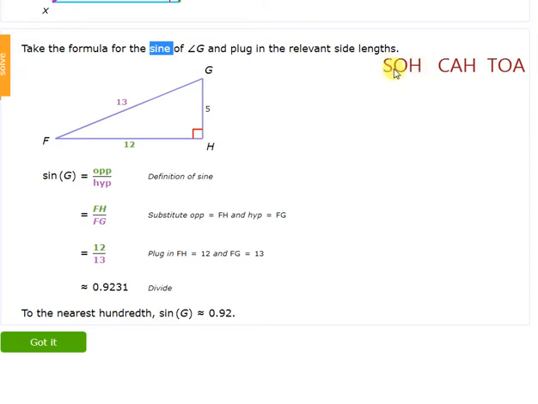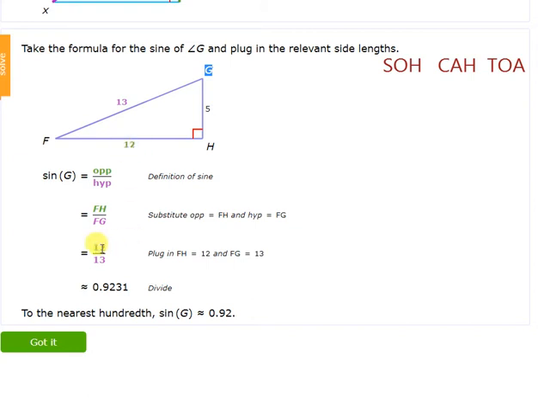So what is the ratio of sine? Sine equals opposite over hypotenuse. Now look for the opposite value according to angle G. So according to angle G, you need to take the opposite value. According to this angle, the opposite side is this side, right?